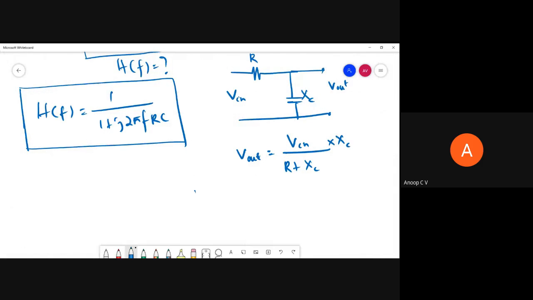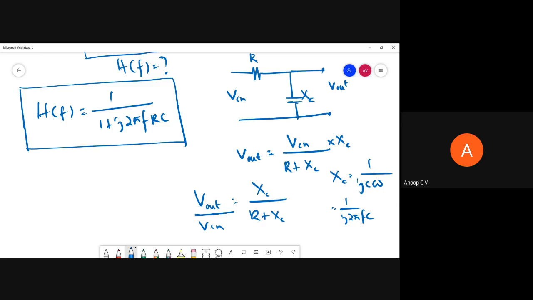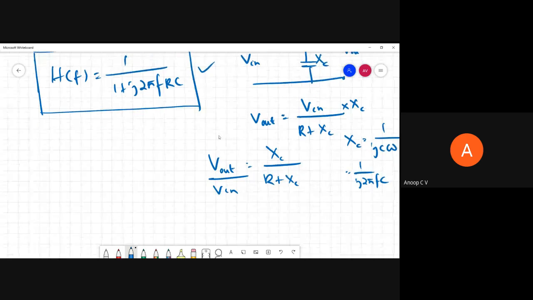So V out by V in will be equal to XC divided by R plus XC. And what is this XC? For a capacitance, XC is equal to 1 by j C omega, or 1 by j C 2 pi f, which is 1 by j 2 pi f times C. If you solve this, you will get this expression. Please try it out. I'm not doing it. You might have studied this in earlier classes, either in network theory or control systems.